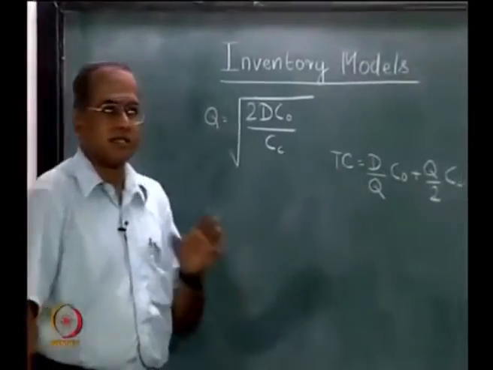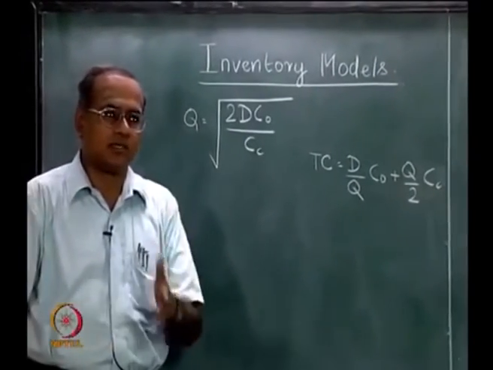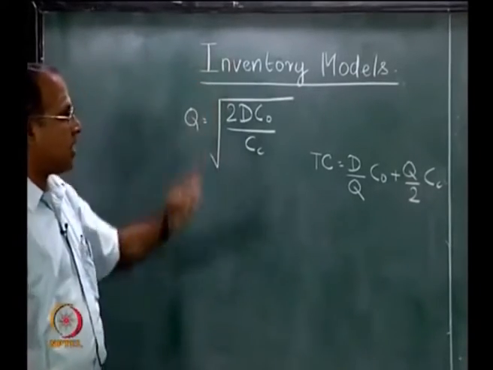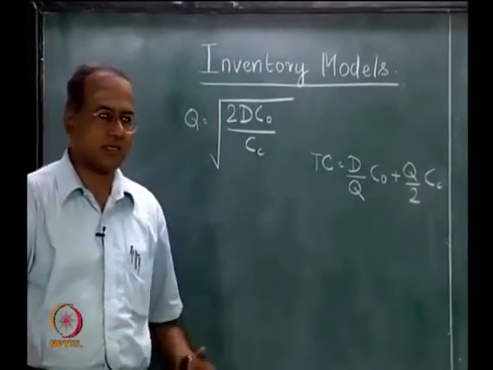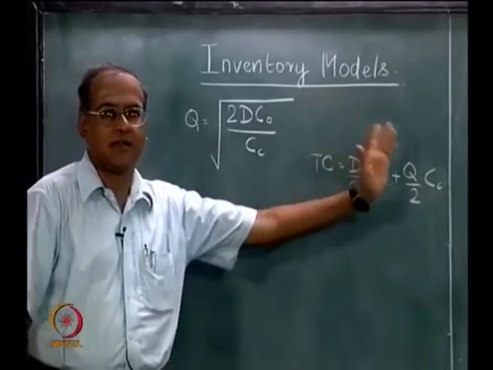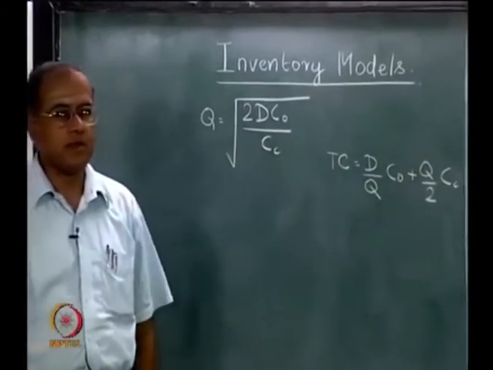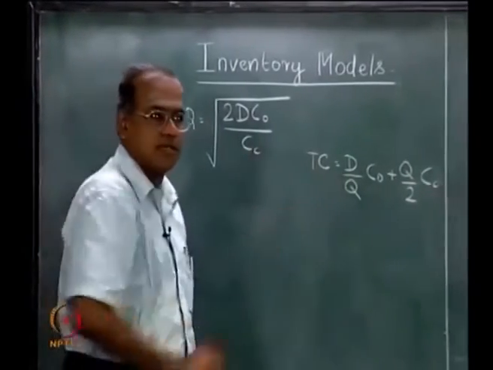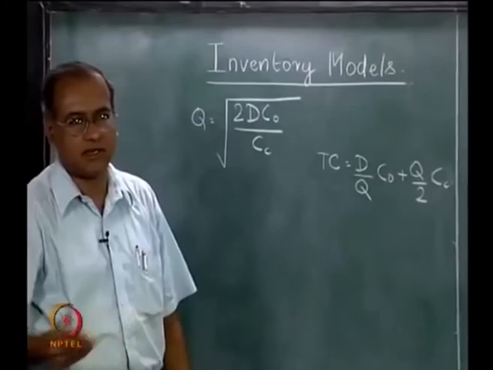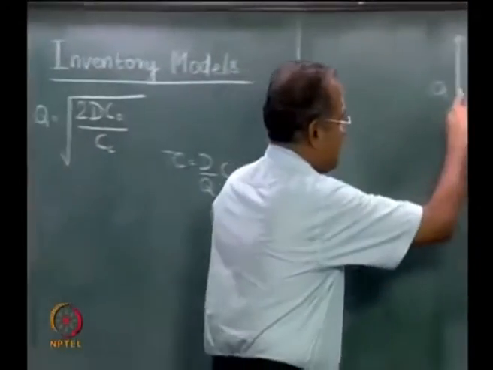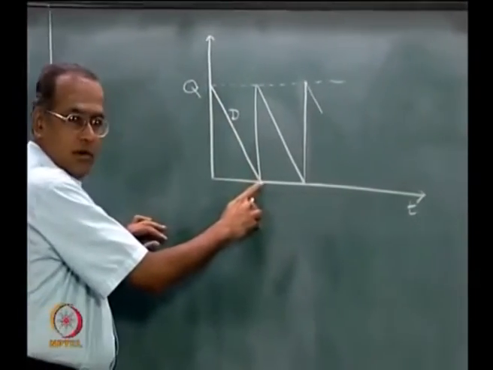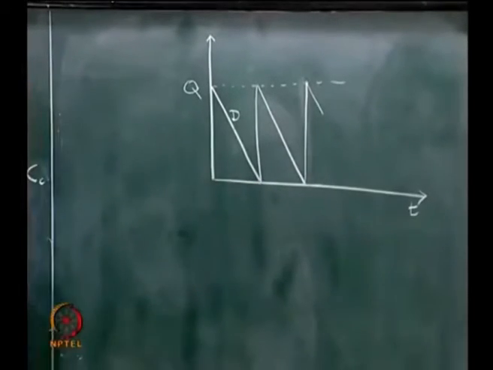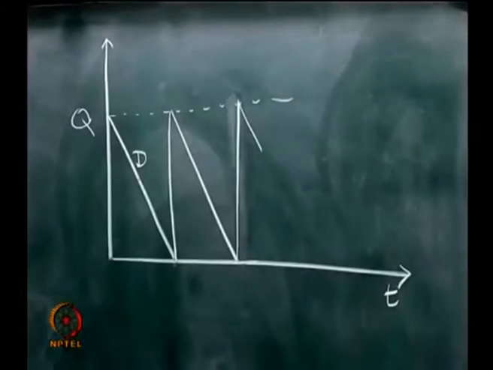Now, this total cost is the total annual cost of inventory, and in this model the two relevant costs are the ordering cost and the inventory carrying cost. We do not consider shortage cost because one of the assumptions is that no shortage or back order is allowed, which means that the stock position will come right up to 0 and will not go beyond that.